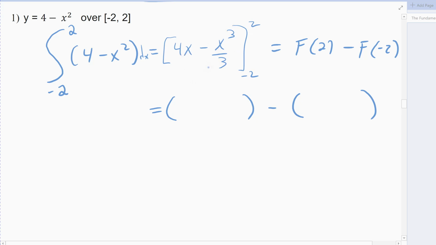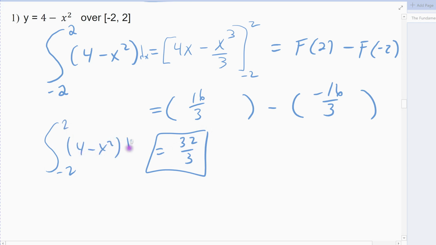When you plug 2 into this expression, it doesn't come out particularly pretty. It's 5 1/3, so I'll leave the fraction: 5.3333, which is 16/3. And then the negative would be 4 times negative 2, which comes out to negative 16/3. Remember it's minus the negative, so it's 16/3 plus 16/3, which is 10 2/3, or 32/3. That's what this definite integral equals. That's the work we want to see: the steps and the setup.